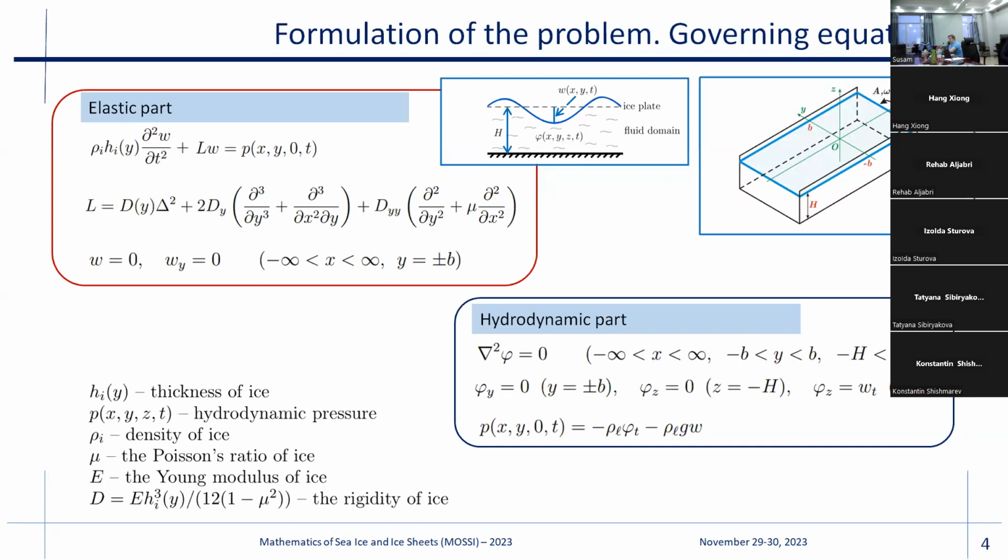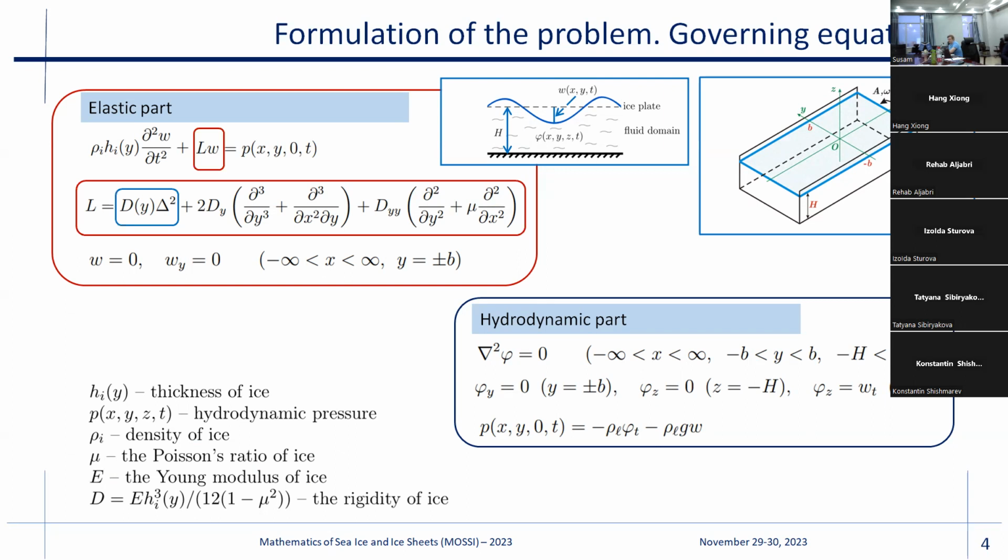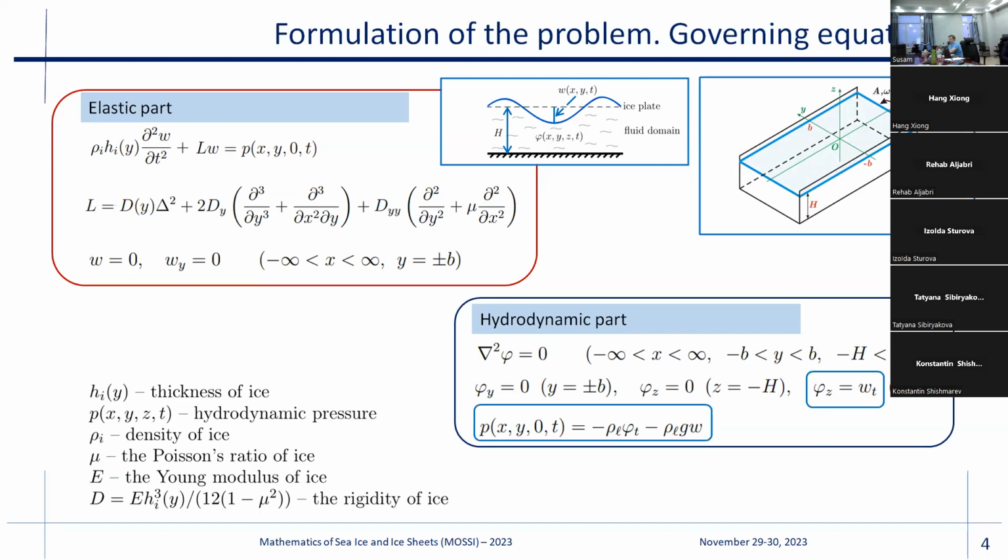Main difficulty here is in the plate equation. There is this differential operator, which has this complex form. It's because the ice thickness is a function of y. If ice thickness is constant, then only the usual term with fourth derivative shown in the blue box remains in this differential operator. This problem is coupled, and the elastic and the hydrodynamic parts are connected through kinematic and dynamic boundary conditions.